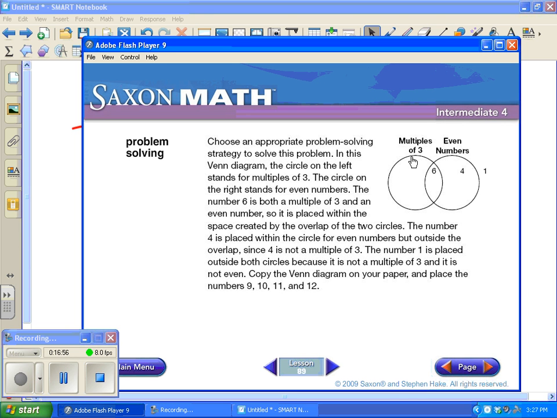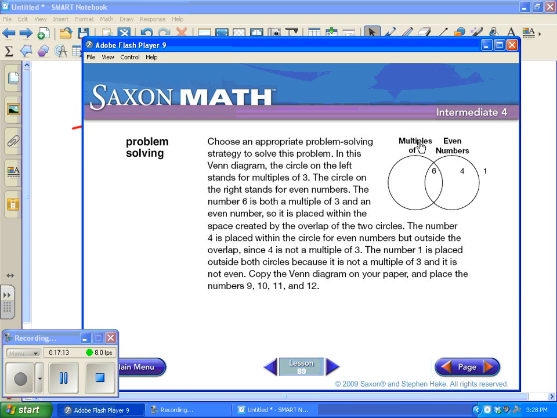11. Is 11 a multiple of 3? 3, 6, 9, 12, 15, 18. No, it's not. Is it an even number? No, I don't hit it when I count by twos. So it's going to go in the same area outside of both circles, just like the 1.